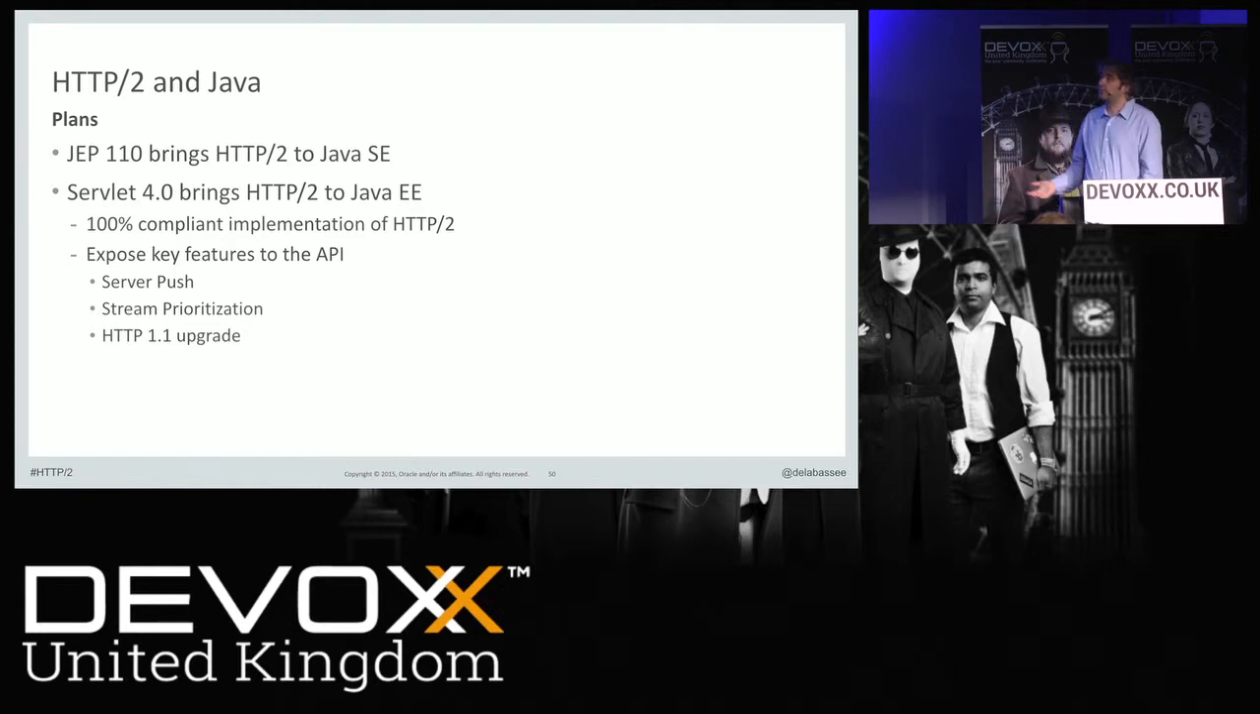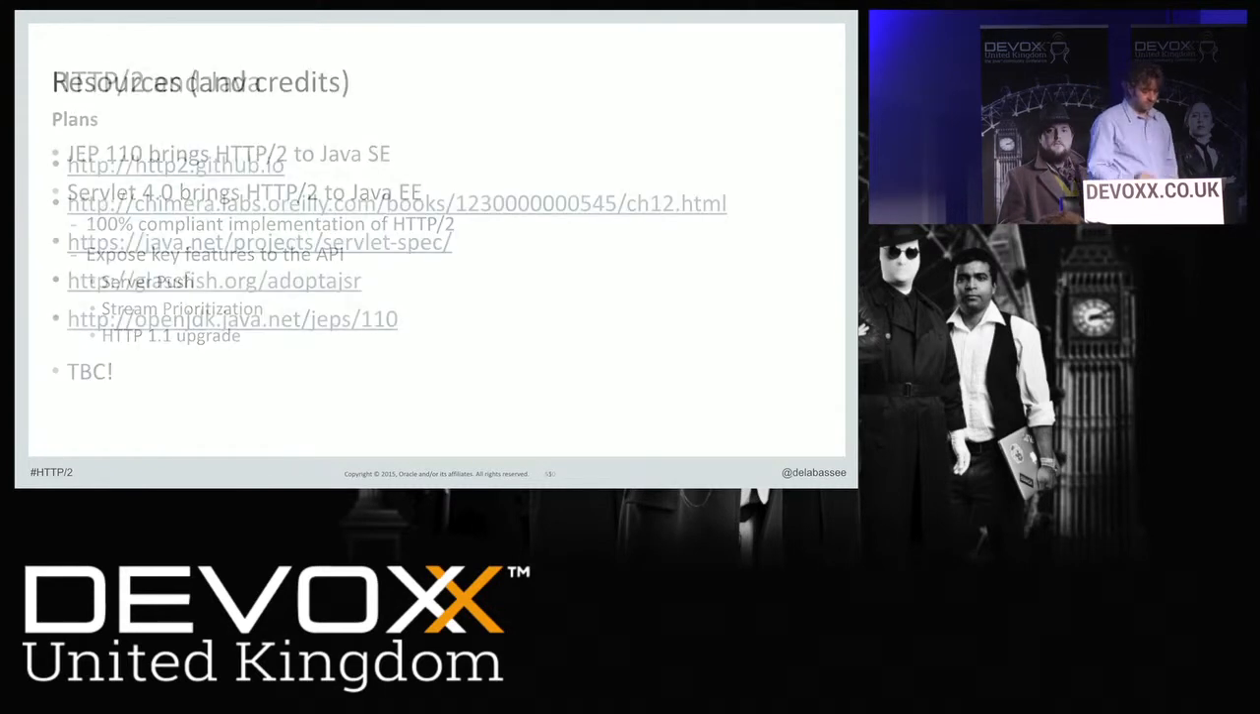So HTTP2 and Java: JEP 110 brings HTTP2 to Java SE 9, and Servlet 4 will bring HTTP2 to the Java EE platform. In terms of planning for Servlet 4, that's part of the Java EE 8 train. The JSR has already started, and it should be finalized in the first half of 2017. Obviously, before that, we'll have a reference implementation that you can use to play with. It's a planning, so it might change, but that's really the idea and the goal.